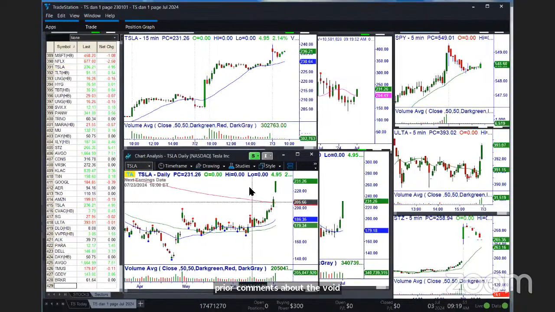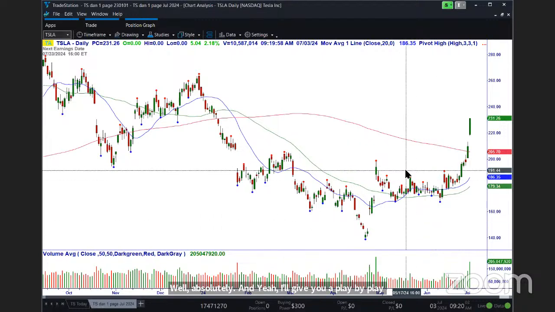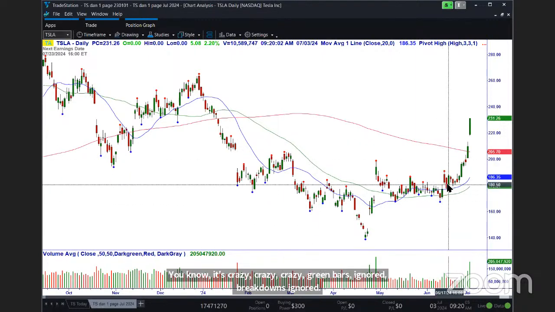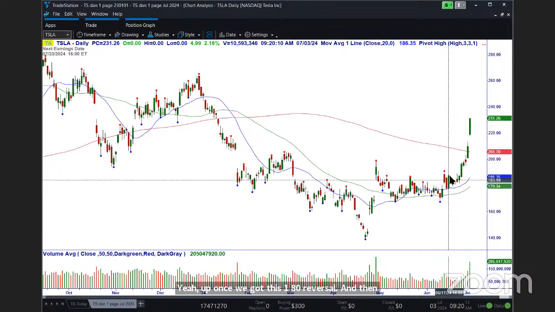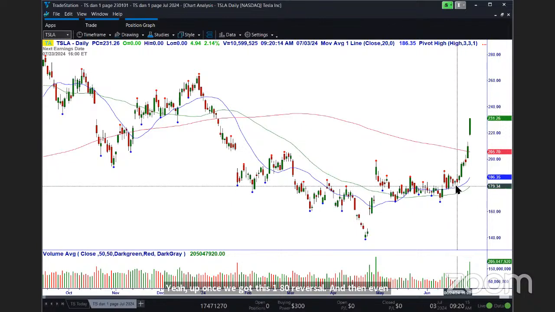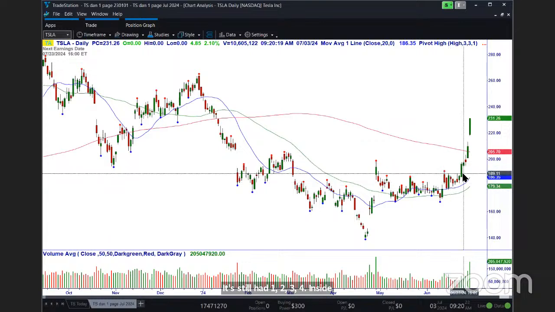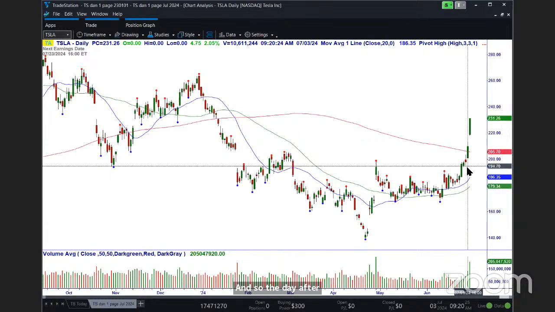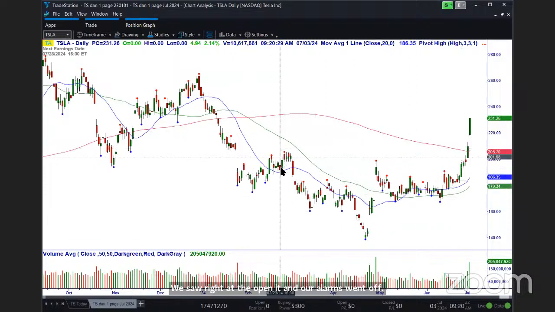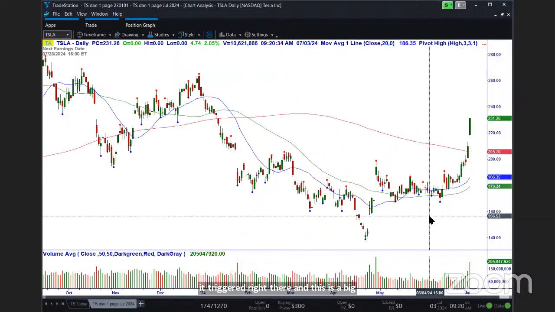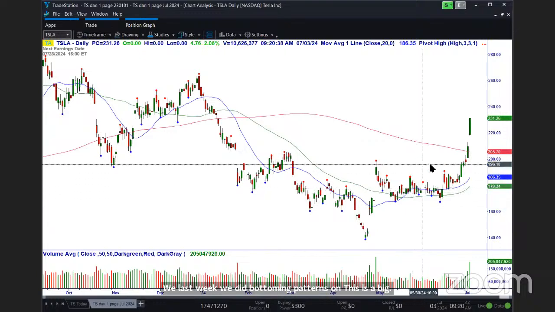Well, absolutely. And here, I'll give you a play-by-play. It's crazy, crazy, crazy. Green bars ignored, breakdowns ignored, gap up. Once we got this 180 reversal, and then even though it retraced deeper, it still had 1, 2, 3, 4 inside days that held that. And so the day after, we saw it right at the open, and our alarms went off. So it triggered right there. And this is a big monster. Last week we did bottoming patterns on this. This is a big bottom. And so here's my entry.